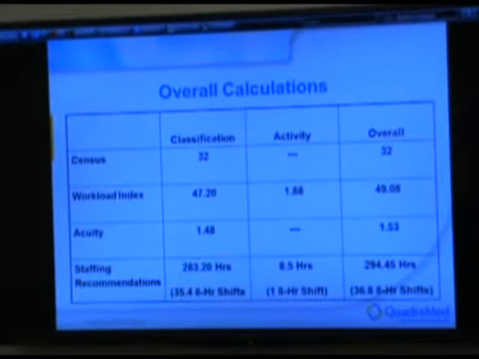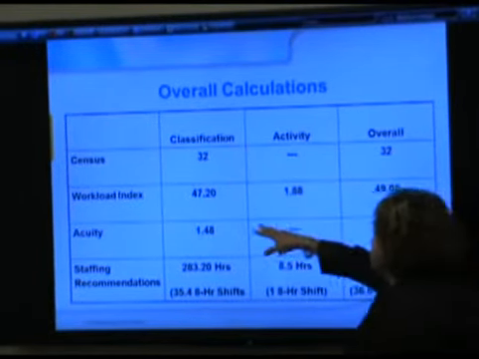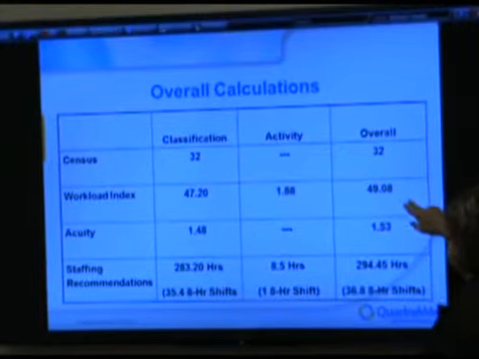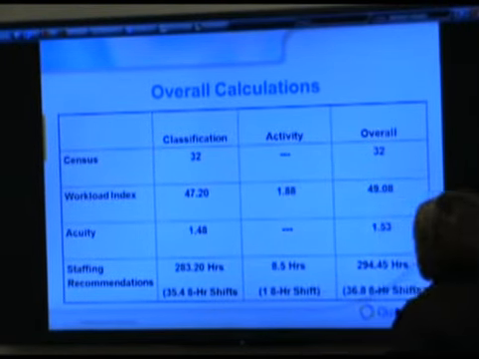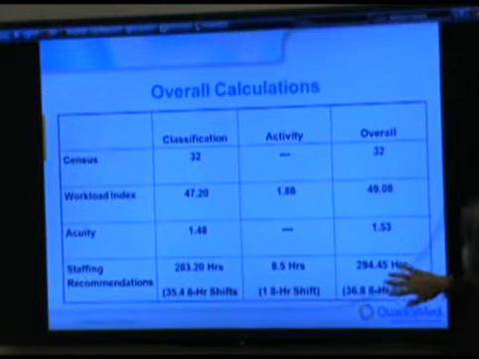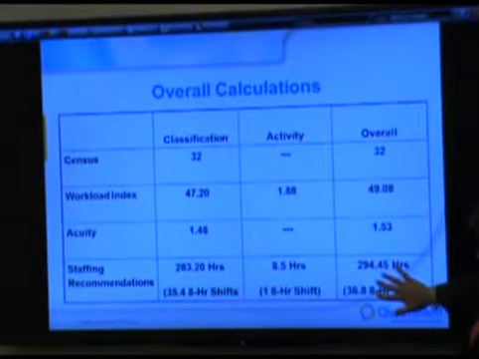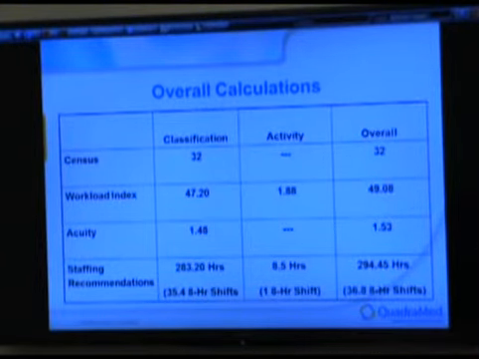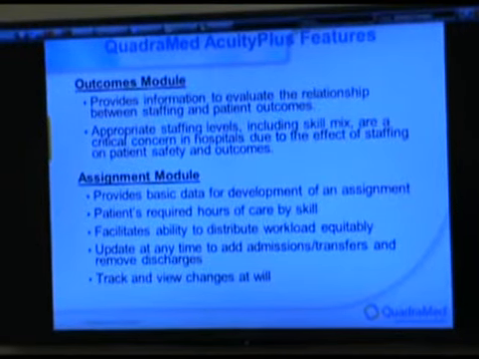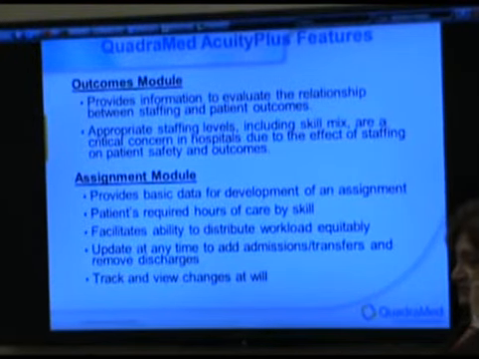So the reports will give you class workload, overall workload, class acuity, and overall acuity, and the staffing recommendations will always be based on the totals. Questions? Okay. A couple of other things I want to talk about just briefly.